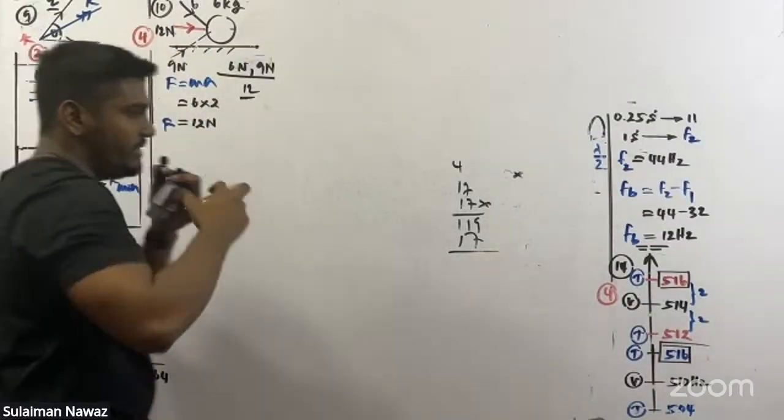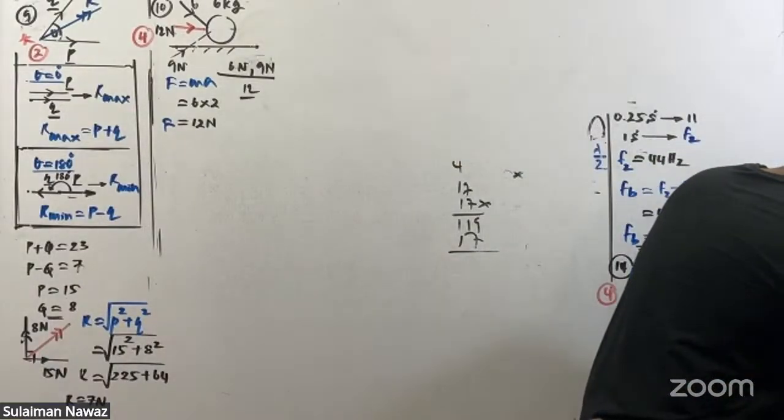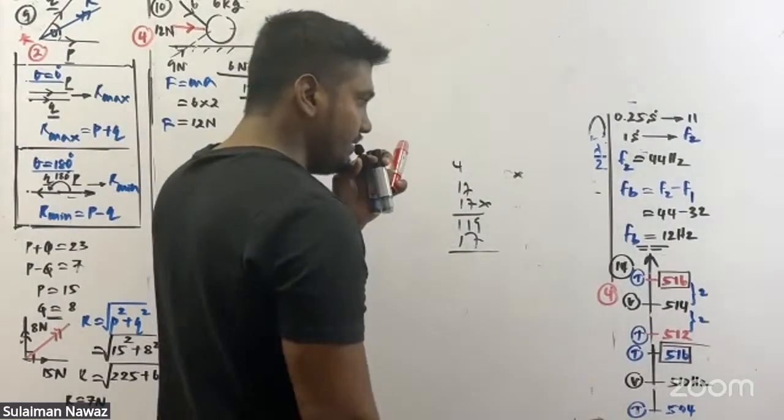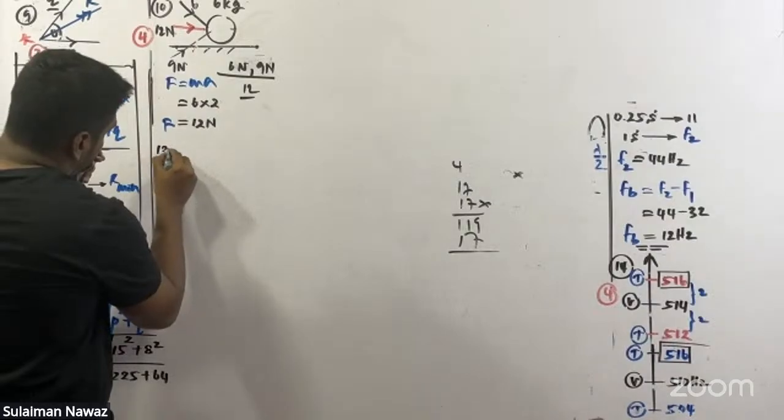How many more to go? 10 discussed, 11 done, 12 done, 13 done, 14 discussed, 15, 16, 17. Look here, 17.